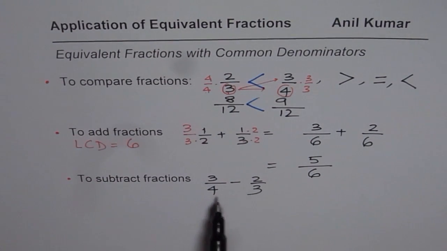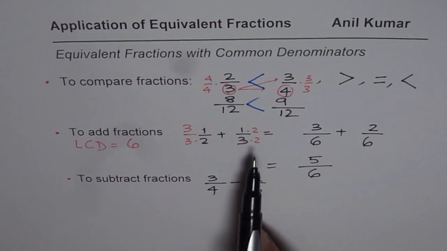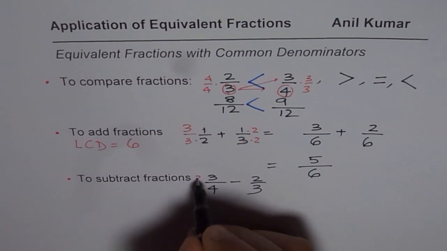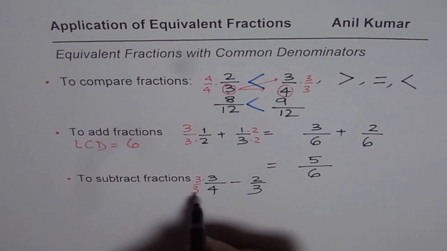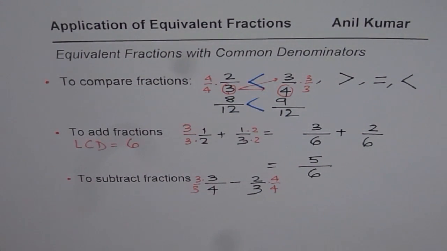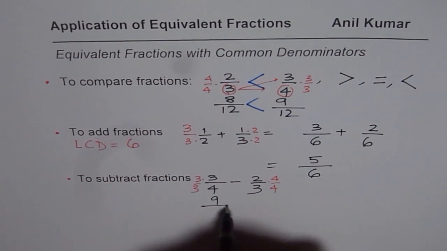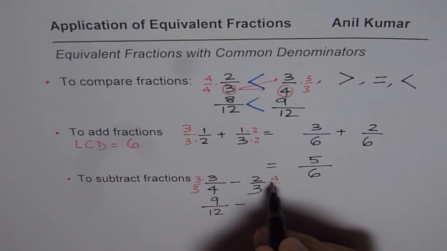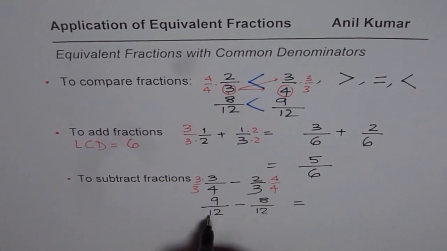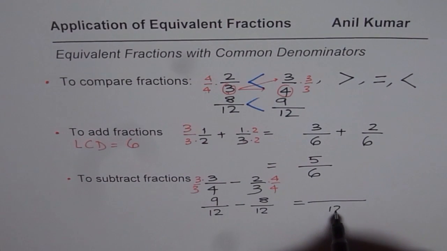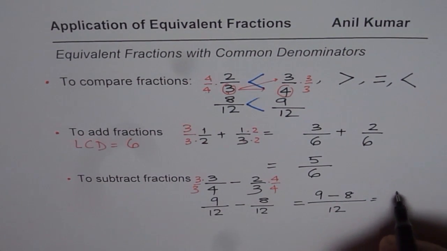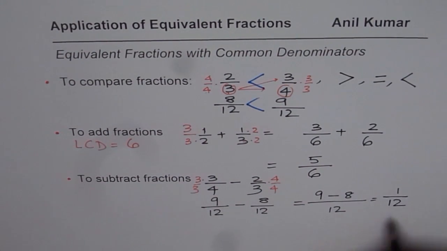Now, we need to write them with the same denominator. We learned that we can multiply 3 over 4 by 3 over 3, right? That means both by 3, and these numbers by 4, correct? So let's do it. 3 times 3 is 9, 3 times 4 is 12, minus 4 times 2 is 8, 4 times 3 is 12, and now we have the same denominator, which is 12. So basically we need to take away 8 from 9. We get the result as 1 over 12.